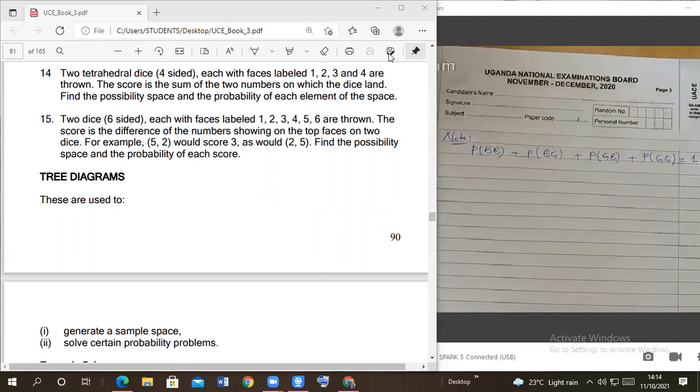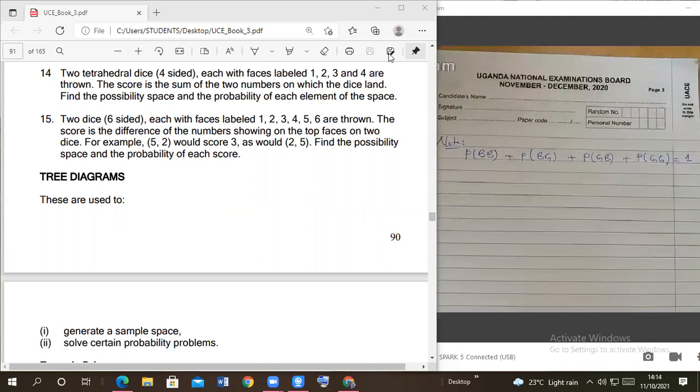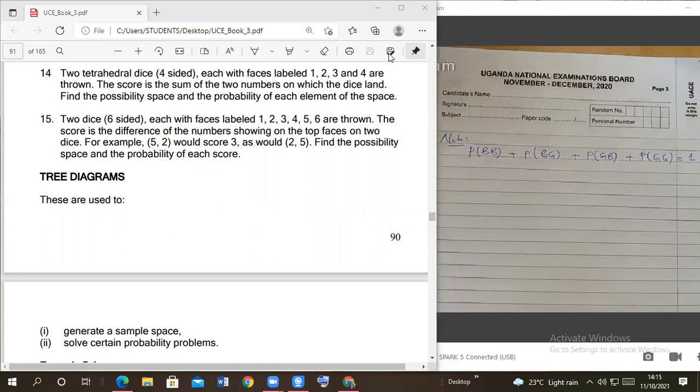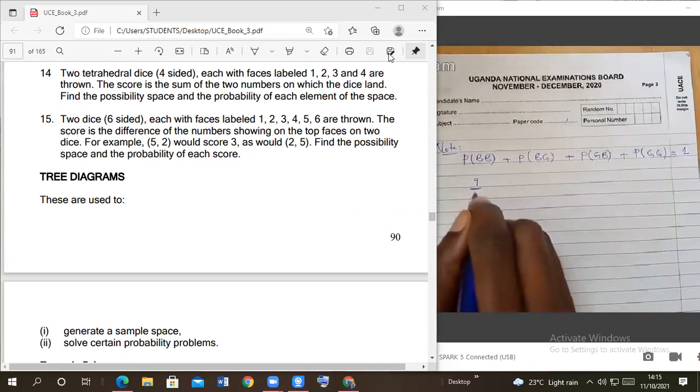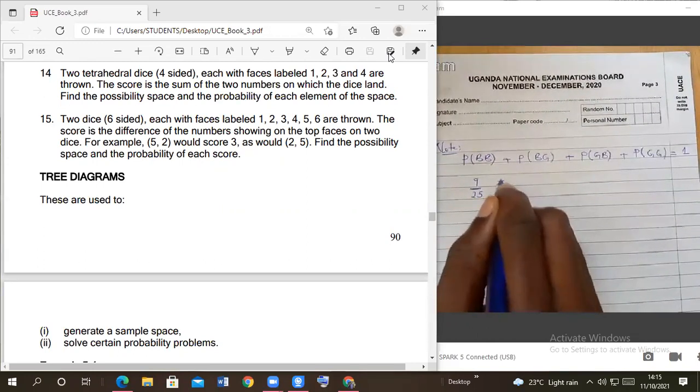Members, can we prove it? Because that concept is very important, because it's the one going to determine whether we have drawn our probability diagram correctly or not. What was the probability of getting blue and blue? It was 9 out of 25 plus.